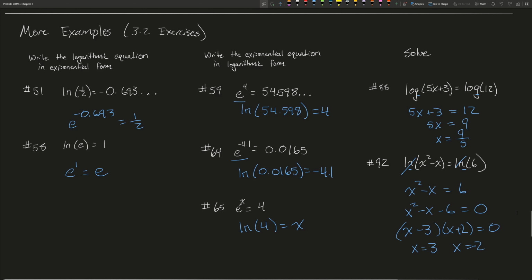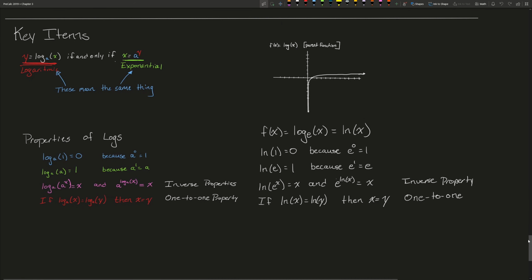These are all examples from the book, and they cover everything that's in this video. But just some key items to keep in mind. So 1, we need to know how to change logarithmic form to exponential and exponential to logarithmic. We also need to know that they're inverses of one another and they undo one another. Besides that, we need to know what the graph looks like, which is a new parent function, and we need to know the properties of logs and the properties of natural logs and what that actually means. So far, this is all we need to know as of right now about logarithms and natural logarithms.